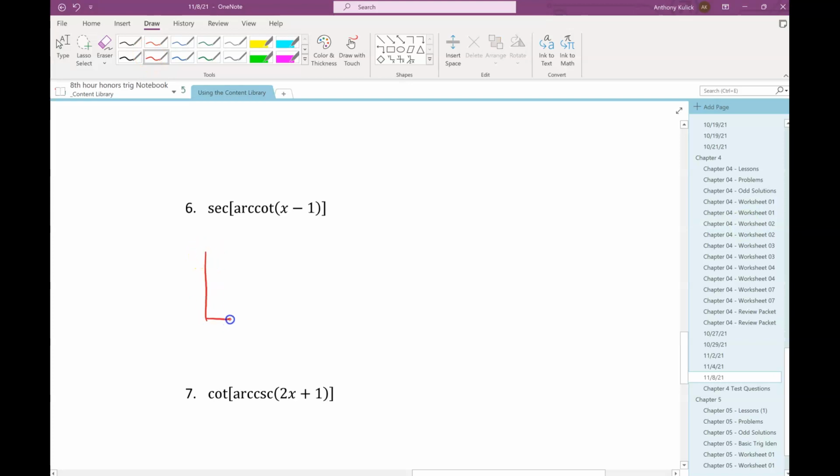So we'll start by taking the inside part and using that to draw a right triangle. So remember that cotangent is adjacent over opposite. And secant is hypotenuse over adjacent. We know the adjacent side, but we don't know the hypotenuse yet, so let's find that.